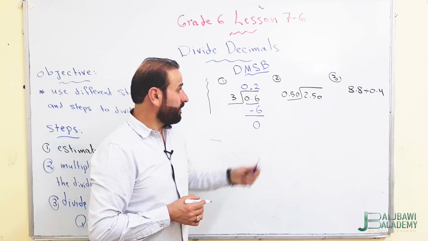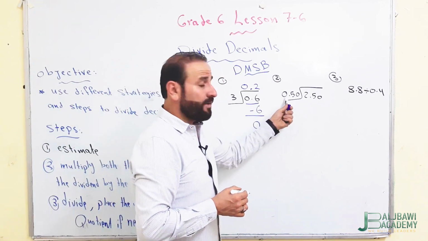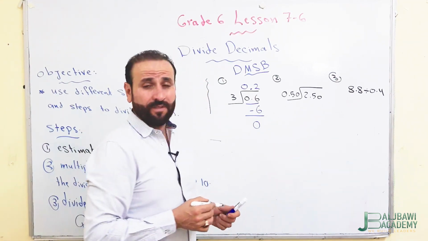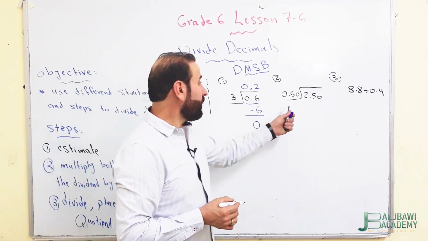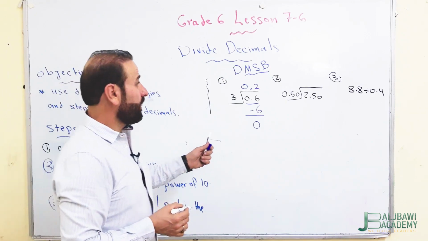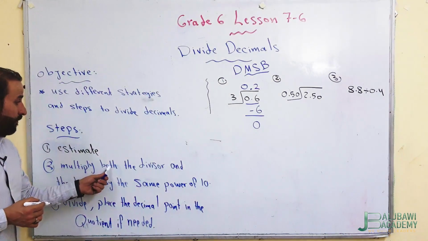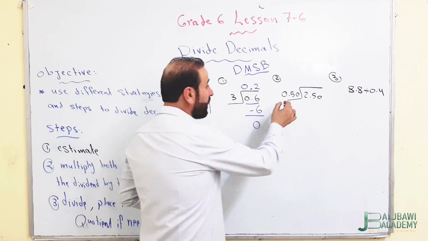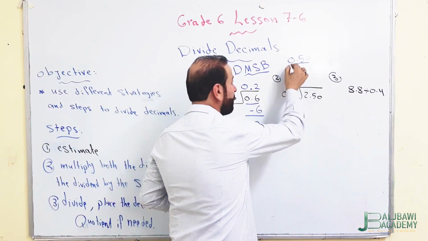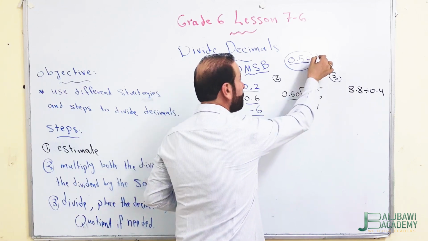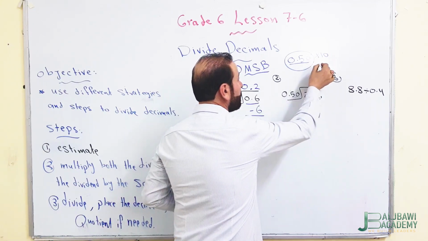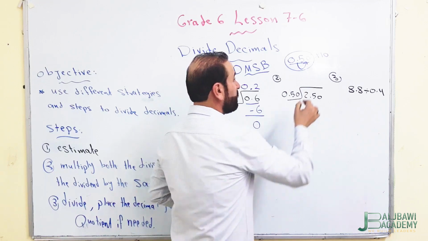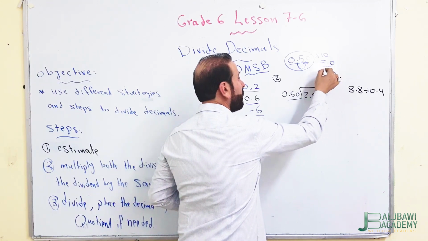Here, the second example, this is the dividend and this is the divisor. Now the divisor is a decimal. It's 0.50 or 0.5. As I mentioned in the second step, multiply both the divisor and the dividend by the same power of 10. Why? Because the divisor is 0.50 or 0.5. To make it a whole number, I multiply it by 10. When we multiply by 10, we move the point to the right one step. So it becomes 5.0 or 5.